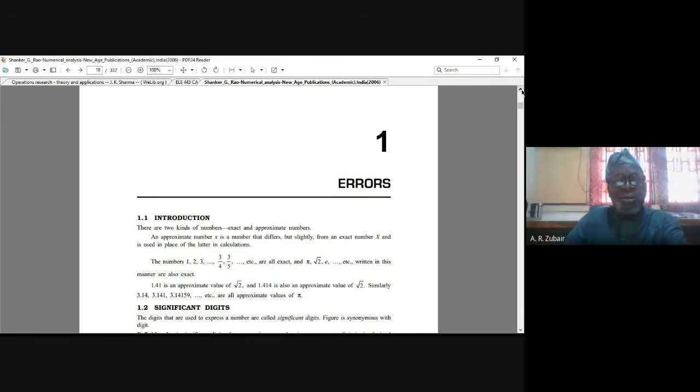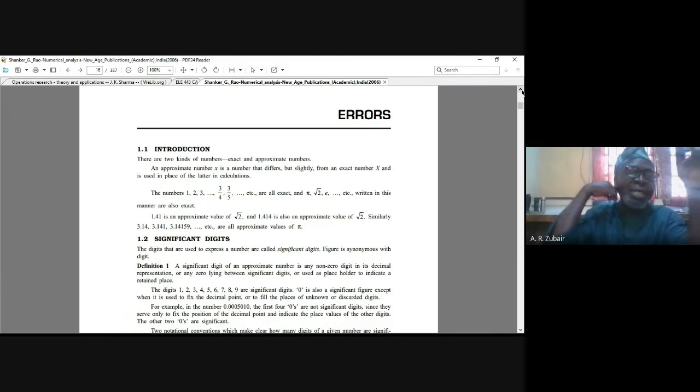Chapter 1 is on errors. So there are two kinds of numbers. You are going to read a lot of it on your own. I just want to scan through this chapter with you. You have what you call exact number, and you have the approximate number. An approximate number x is a number that differs, but slightly, from an exact number X. So small x is the approximate, capital X is the exact number.